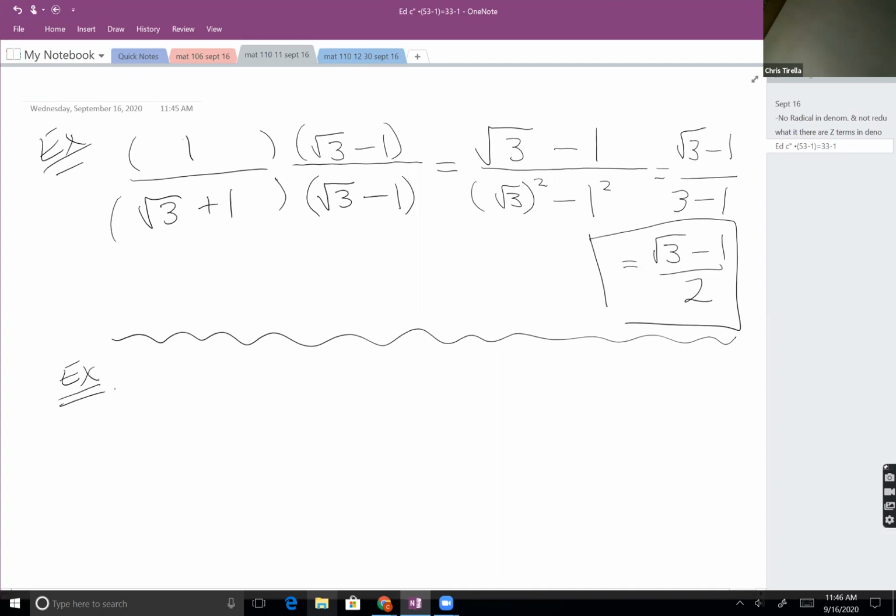Shall we try a couple more of these? Yes. Let me take radical 7 over radical 5 minus radical 2. Wow, that's chock full of radicals.